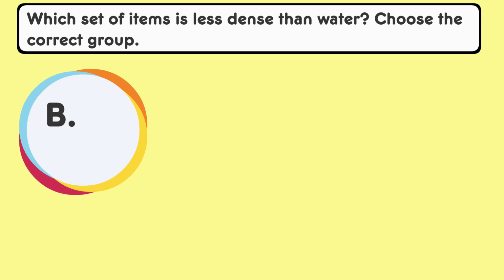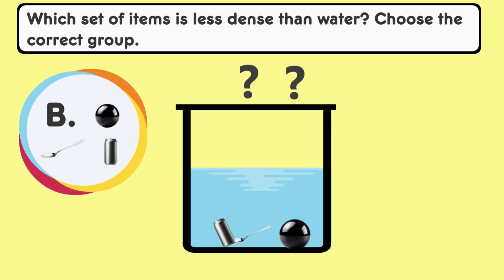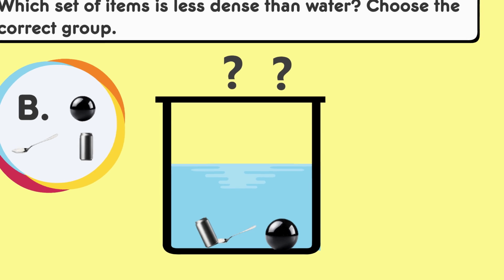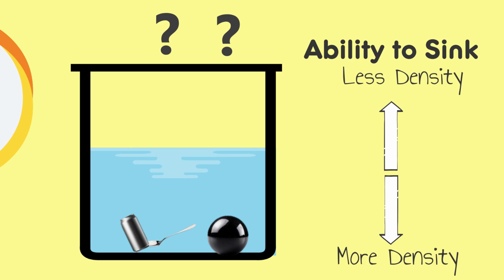Answer choice B: marble, steel spoon, and an aluminum can. Let's investigate. Examine these materials' typical density. Are they usually more or less dense than water? Now let's analyze. What characteristics of these materials might influence their ability to sink? Next, let's predict. Considering their densities, would you expect these items to either float or sink?